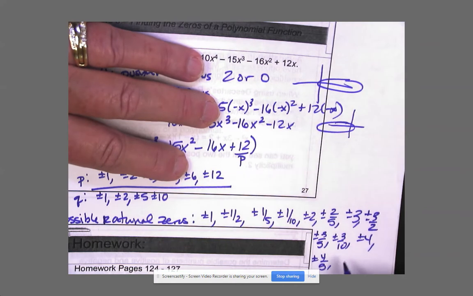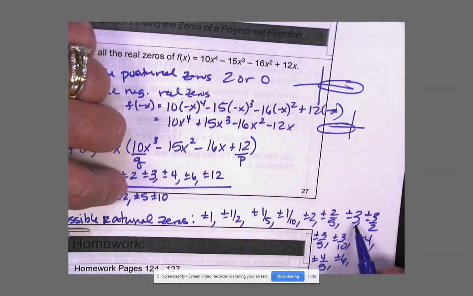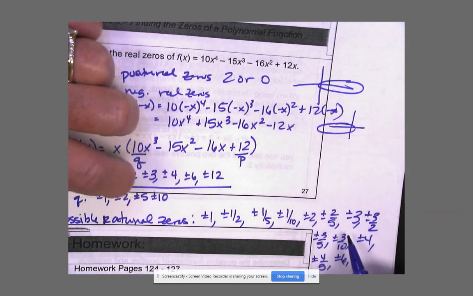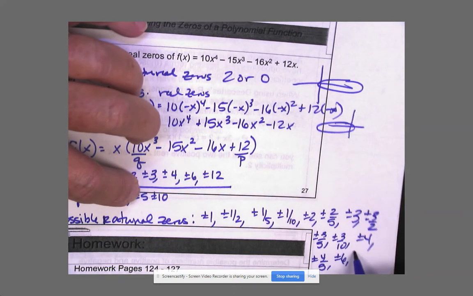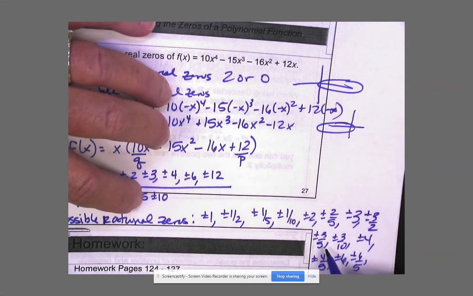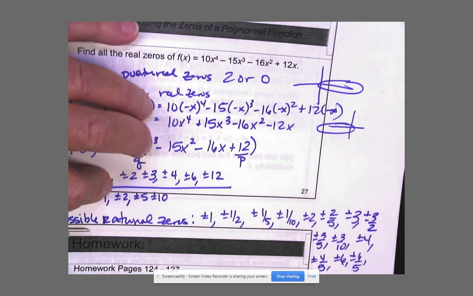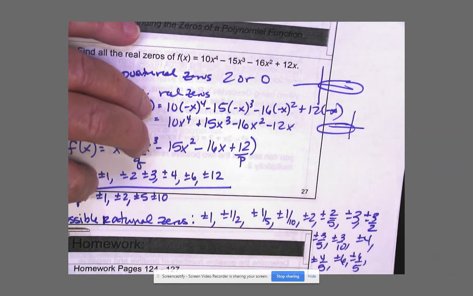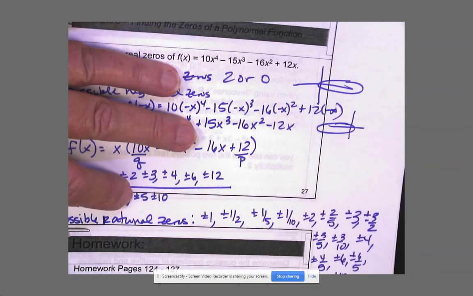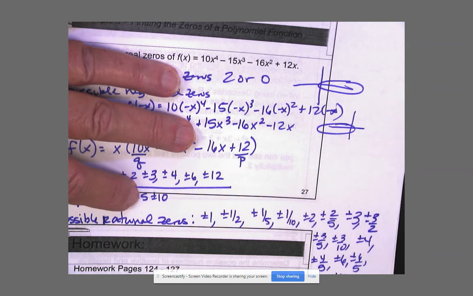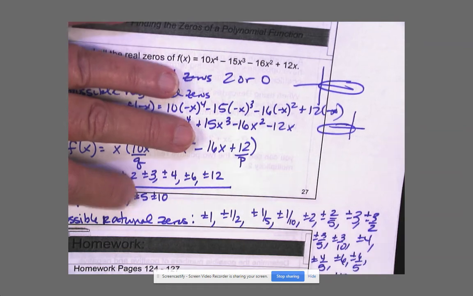And then we're ready for the 6. So we're going to get plus or minus 6. Plus or minus 6/2, which would be 3. Plus or minus 6/5. And then plus or minus 6/10. But what's 6/10? 3/5. We have it. Finally at the end, thank goodness, 12. Plus or minus 6. Plus or minus 12 fifths. And plus or minus 12 tenths. What's plus or minus 12 tenths? 6/5. Do we already have it? So those are all the possible ones.